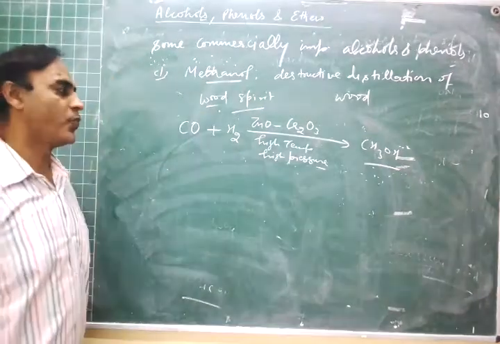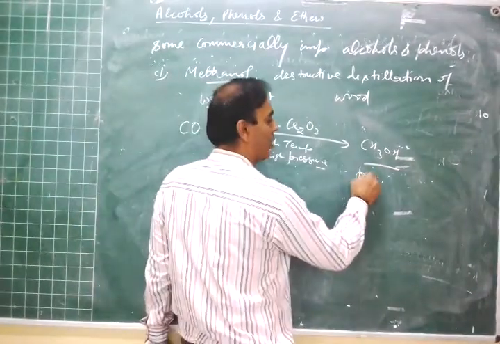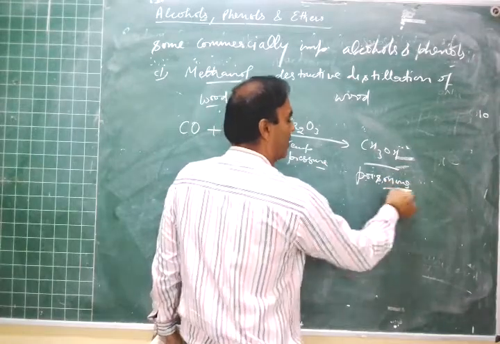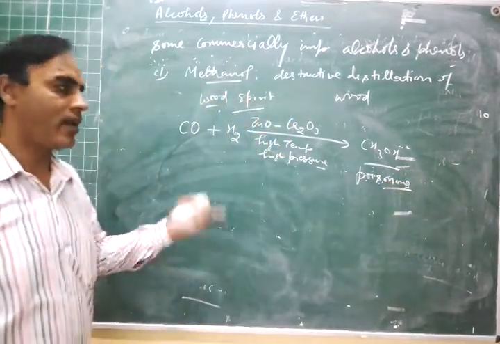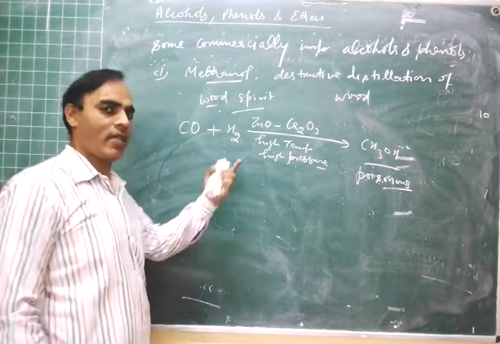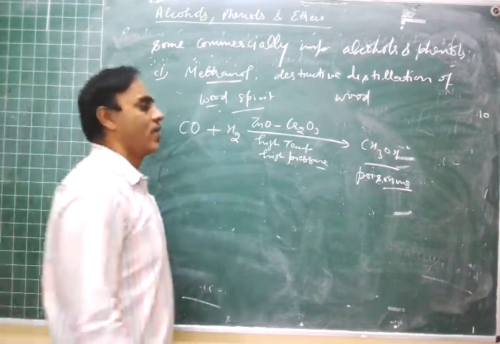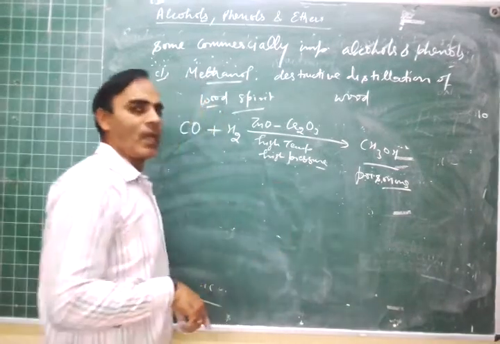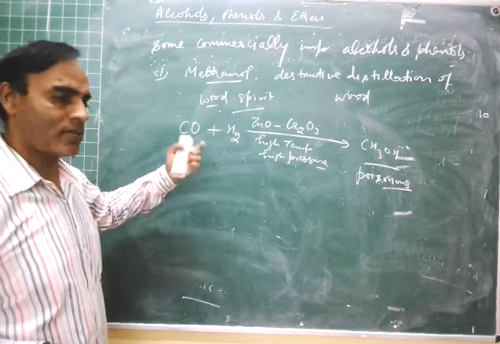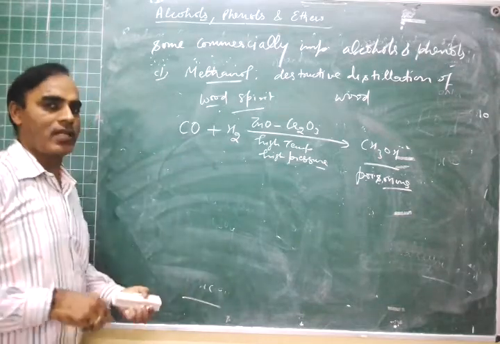Now methanol, it is poisonous. It is highly poisonous. It can cause blindness, and if it is taken in large amount, it can cause death also. And it is used as a solvent in various reactions, and it is used as a solvent in paints, varnishes, etc. Now next we will discuss ethanol.